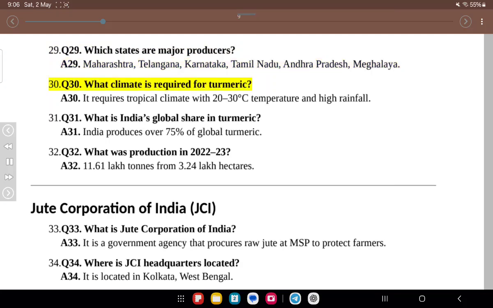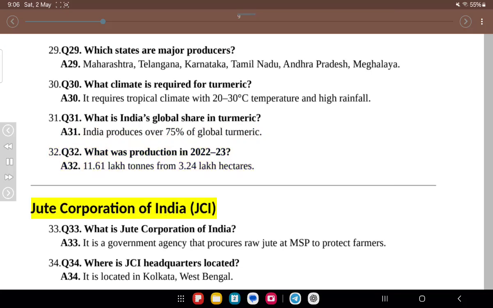30. Q30. What climate is required for turmeric? A30. It requires tropical climate with 20 to 30 degrees Celsius temperature and high rainfall. 31. Q31. What is India's global share in turmeric? A31. India produces over 75% of global turmeric. 32. Q32. What was production in 2022-23? A32. 11.61 lakh tons from 3.24 lakh hectares.